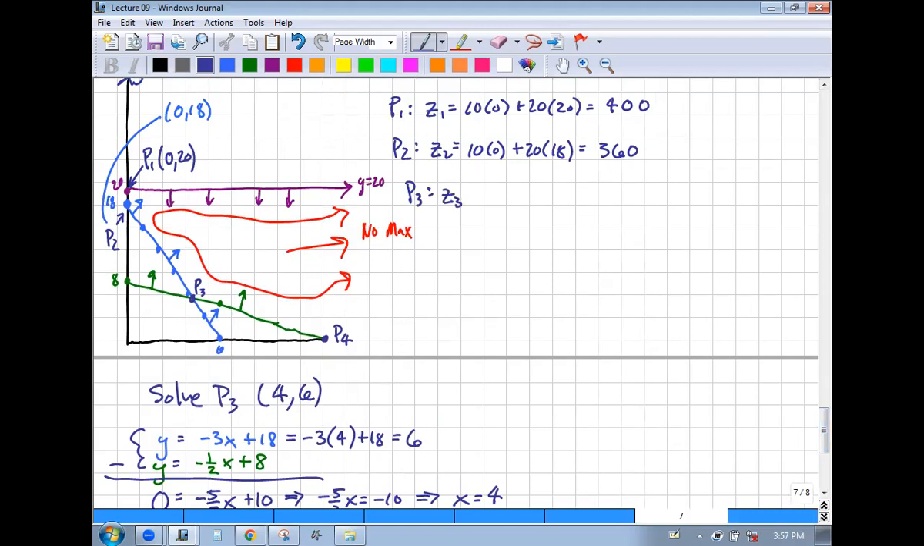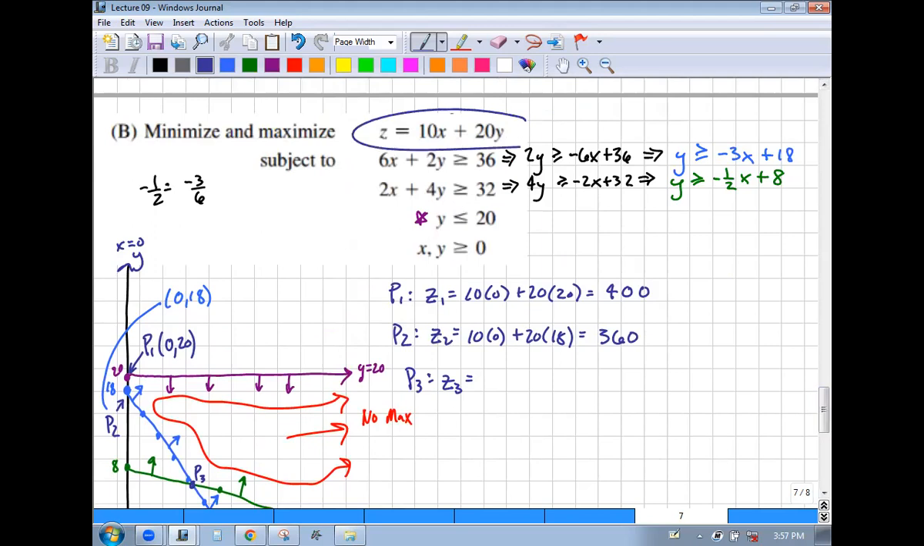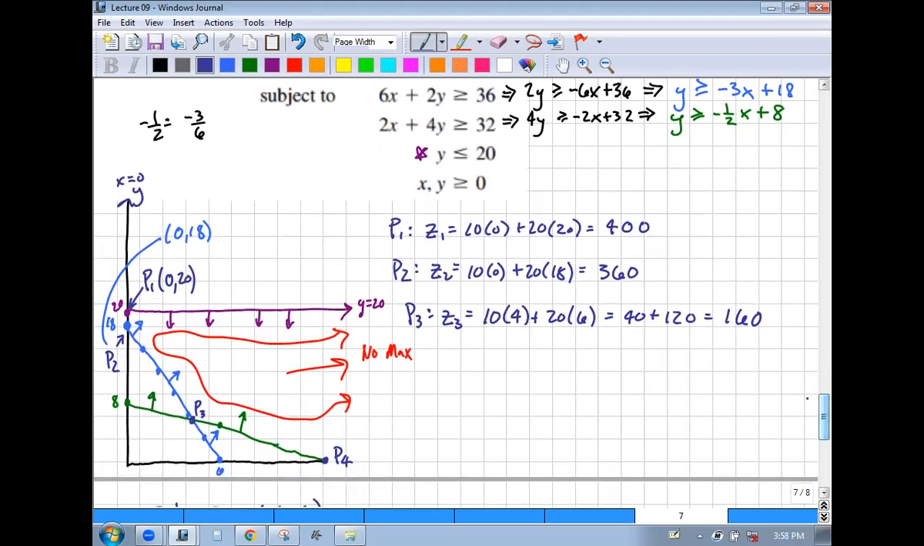Let's see what our Z value is there. 4, 6. Here's the Z. So I replace X with 4 and Y with 6. So I got 40. 6 times 2 is 12, with a 0. 40 and 120 is 160. So that could be the minimum, right? We still have one more point to check though.